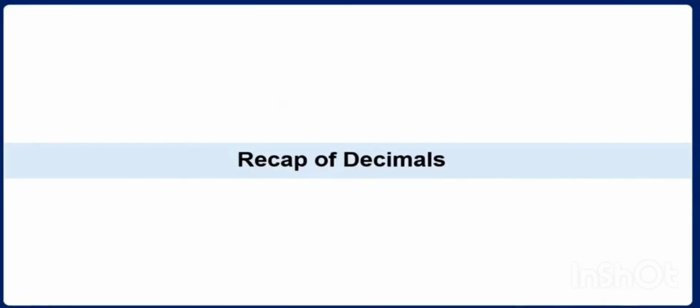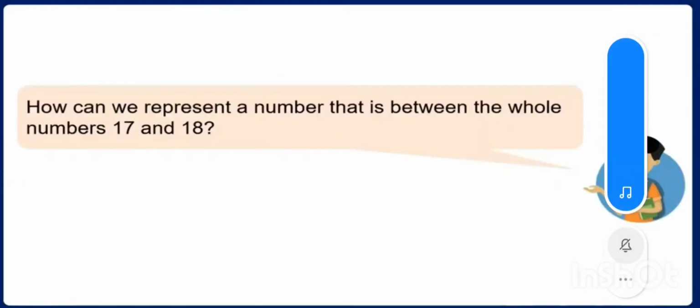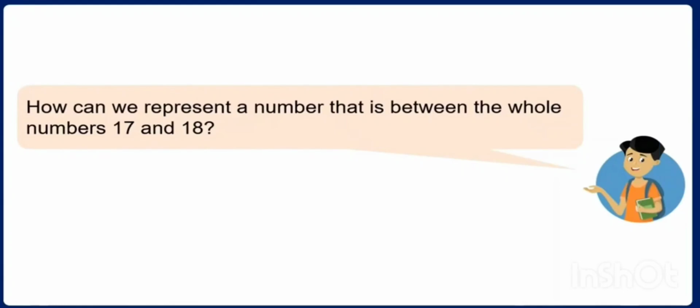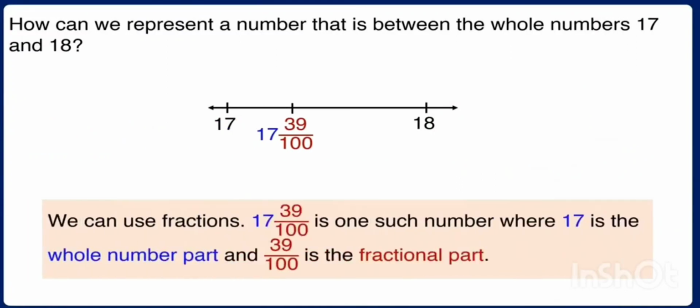Decimals. How can we represent a number that is between the whole numbers 17 and 18? We can use fractions. 17 39/100 is one such number where 17 is the whole number part and 39/100 is the fractional part.